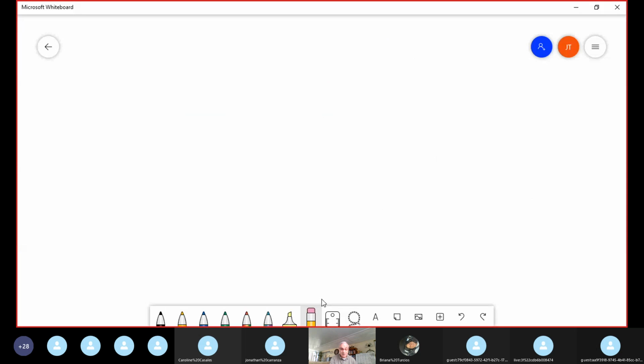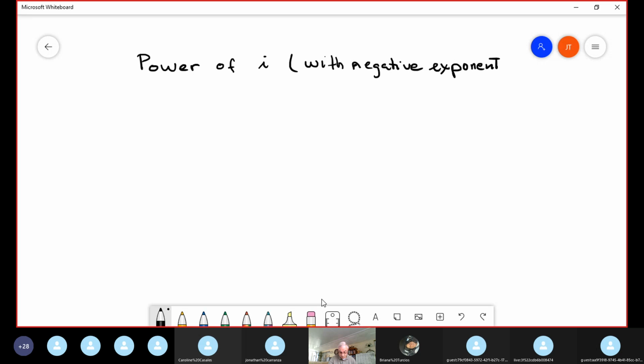Okay, let's practice now. Remember, in the last class we practiced powers of i. Now let's practice powers of i again, but using negative exponents, because in the test I don't know if the exponent will be positive or negative. We practiced positive exponents, but not negative exponents.